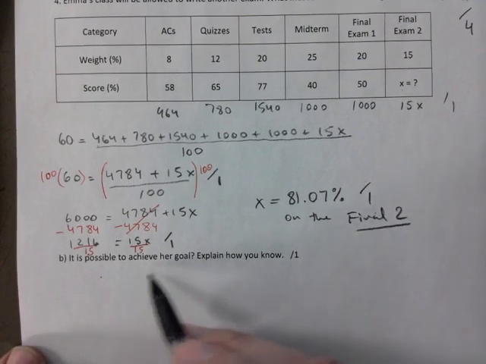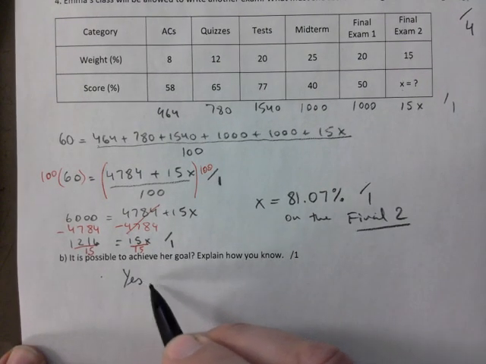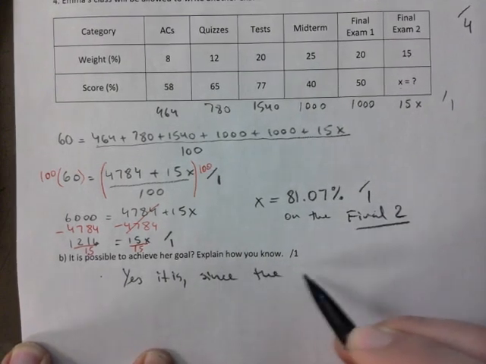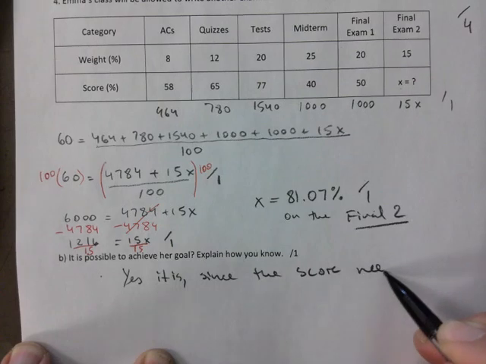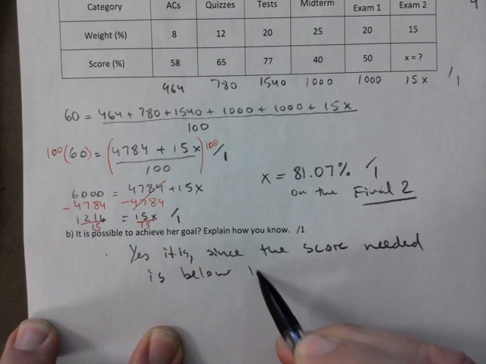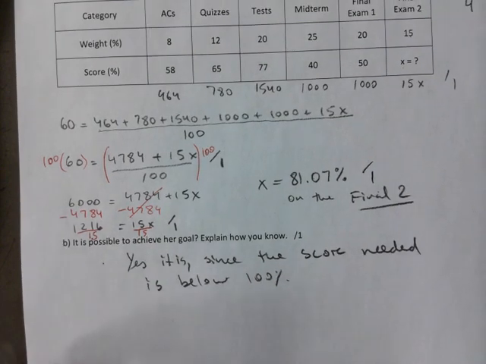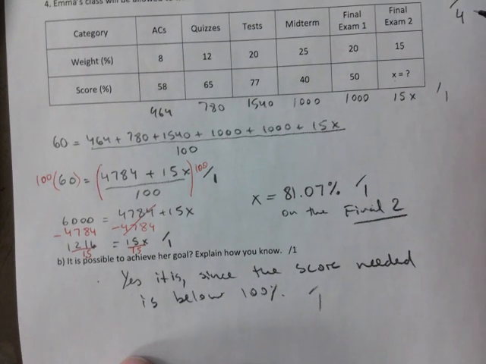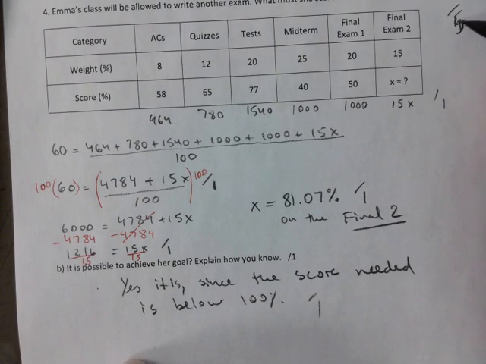Actually, B, is it possible? Yes, it is. Since the score needed, what would you say here? Is below 100. That's a mark for that. So technically question 4 is out of 5. Did you catch that? Question 4 is out of 5 because of B. So questions 3 and 4 added up would be 8 as well.